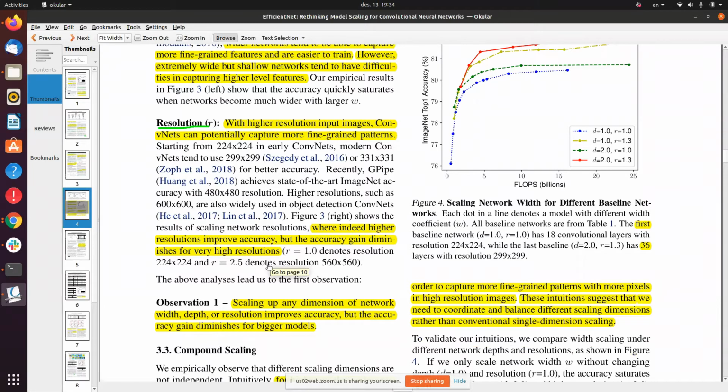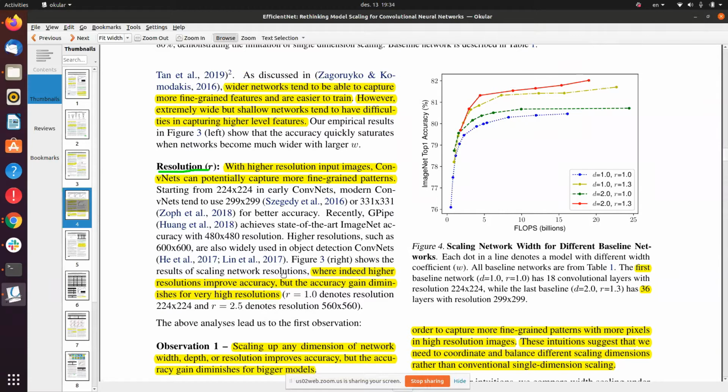And overall, the observation that they made is that scaling up any dimension of the network, with the depth or resolution, improves accuracy, but the accuracy gain diminishes for bigger models. So there is a certain limit. I mean, we cannot increase infinitely. After that, it saturates. I mean, it is not going to give any benefit. Maybe it might diminish also. That is what their first observation was, till when they had experimented around these three factors.